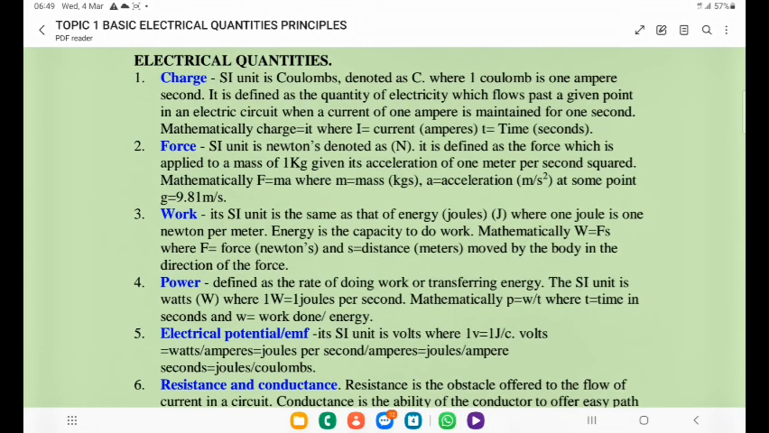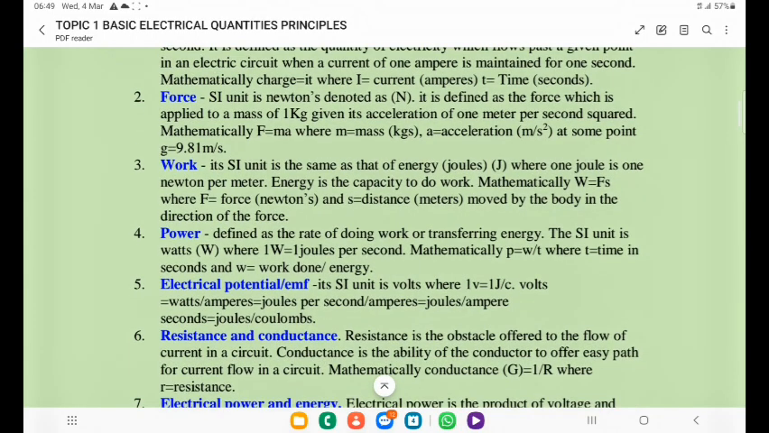Then we have work, whose SI unit is the joule, where 1 joule is 1 newton meter. We define it as energy, the capacity to do work. So mathematically, work is force times distance. Force being in newtons times the distance being in meters, you can get the work done.